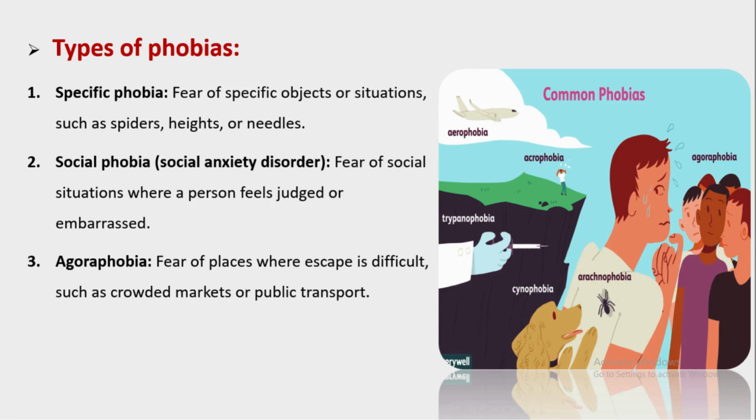There are some types of phobias. The first is specific phobia, which is the fear of a specific object or situation, such as spiders, heights, and needles. Social phobia is social anxiety disorder, for example fear of social situations where a person feels judged or embarrassed. Agoraphobia is the fear of places where escape is difficult, such as a crowded market or public transport.